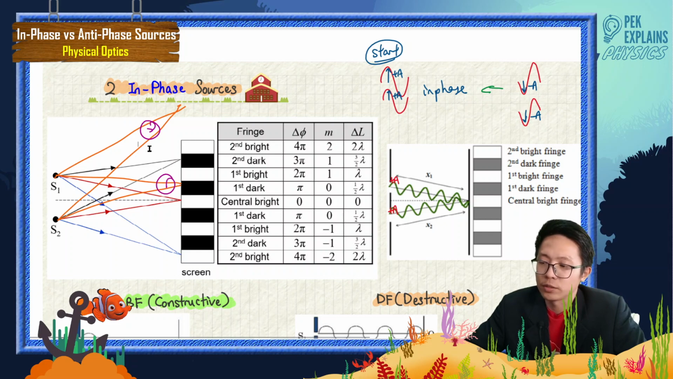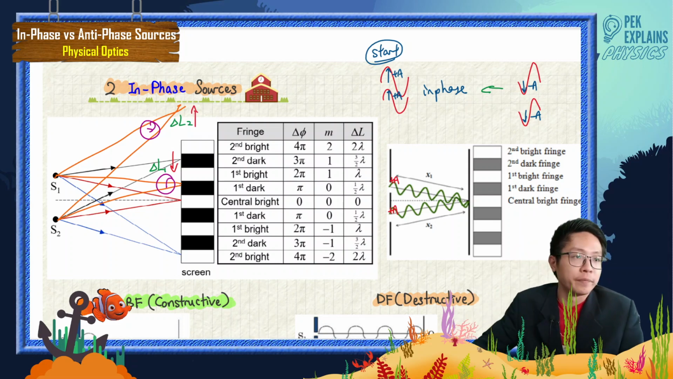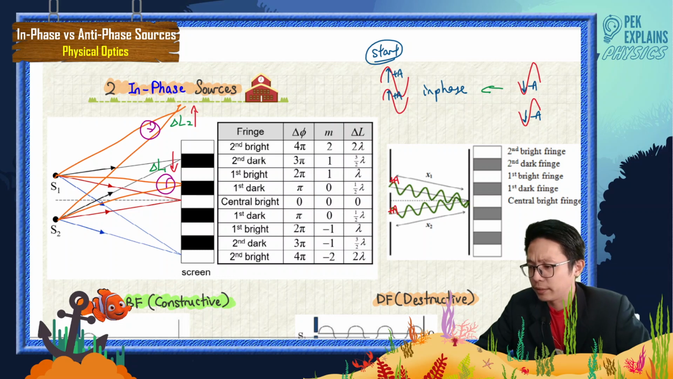So we can say the path difference for the first one is lower compared to the path difference for the second one, which is even higher. Okay, I just want to show you that.